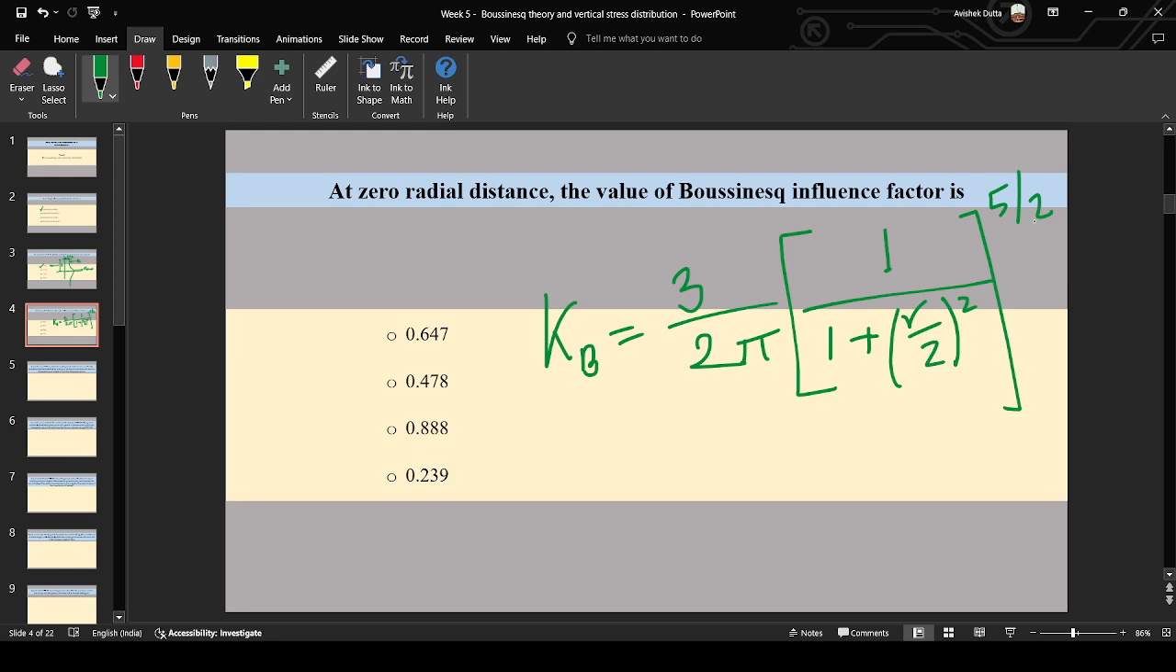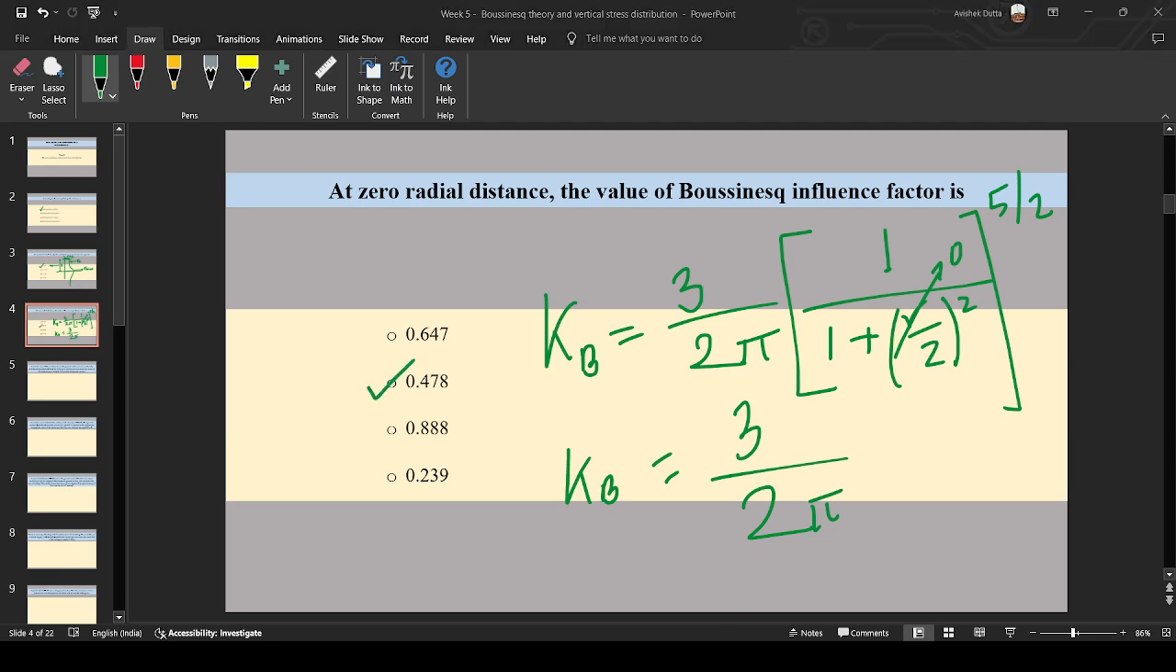Now at 0 radial distance, it means the value of r equals 0. So this whole thing becomes 0, and this whole thing becomes 1. The value of Kb reduces to 3 by 2 pi, that is 3 divided by 2 into pi, which is almost equal to 0.478.